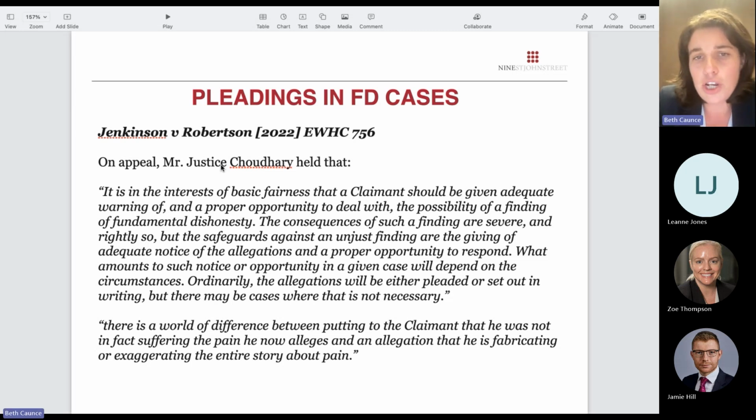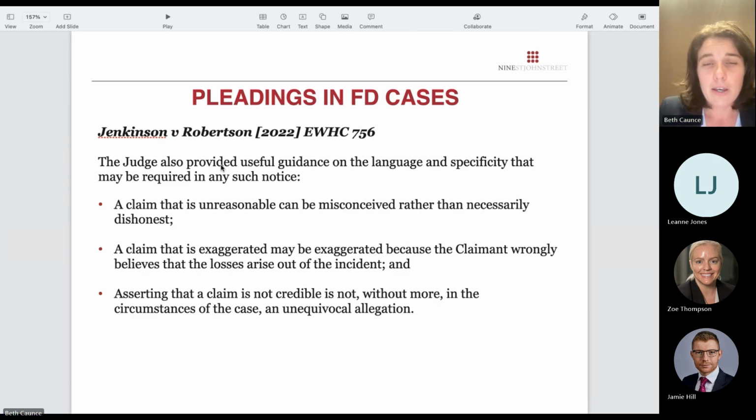This came before Mr. Justice Chowdhury, who held that it was in the interests of basic fairness that a claimant should be given adequate warning of and a proper opportunity to deal with the possibility of a finding, as we've already seen from the case of Howlett. He noted that the consequences of the finding are severe, and so it's proper for claimants to be given an opportunity to respond to those allegations. There is, he said, a world of difference between putting to the claimant that he was not suffering the pain he now alleges, compared with an allegation that he was dishonest, essentially.